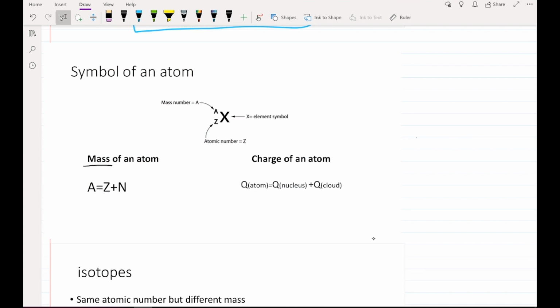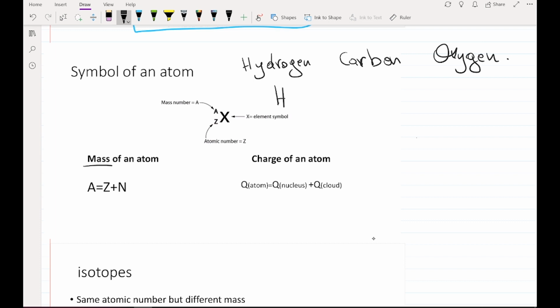So we have 118 elements. These elements should be symbolized. For example, we have hydrogen atom, carbon, oxygen. How to symbolize these atoms? For example, the symbol for hydrogen is H. How did we get this symbol? It is based on this formula. We should know that the symbol of an atom is like this, with X, the element symbol, in the center.